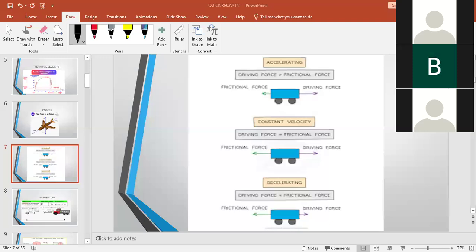So here, if you want to calculate the resultant force, the drag is greater than the drive. So drag minus drive will give you the resultant force. And with the help of this formula, you can calculate either the mass or the deceleration.